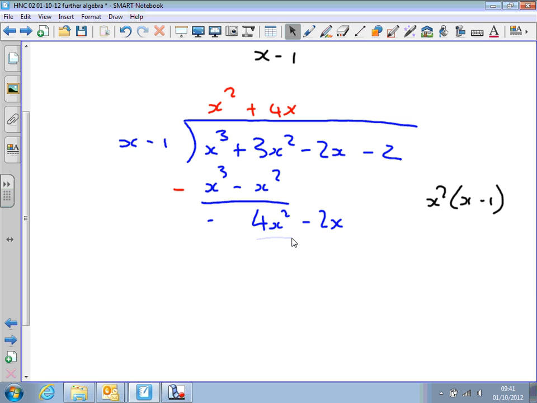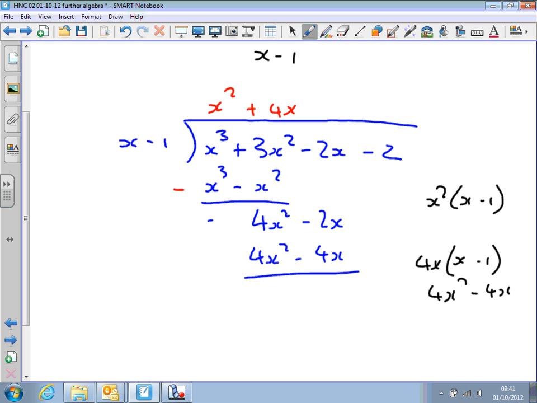So now, as an aside, what is 4x times x minus 1? It's like knowing your x minus 1 tables, isn't it? It gives me 4x squared minus 4x, so that's what goes underneath, 4x squared minus 4x. Again, we've engineered it so that those disappear. Now, minus 2x minus 4x is plus 4x. Minus 2x plus 4x is 2x.